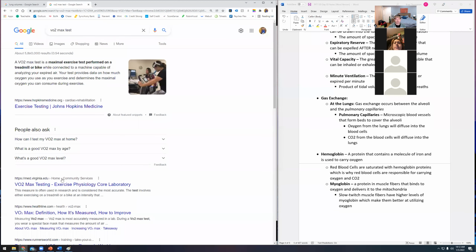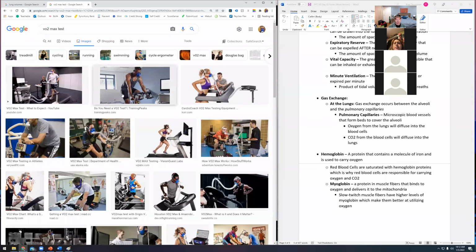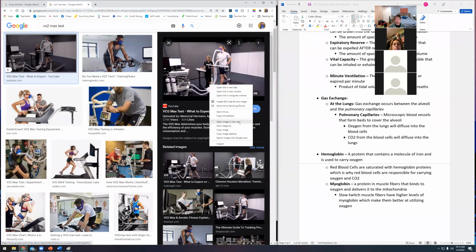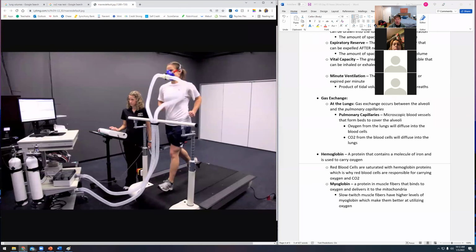But if you really want to get a really good VO2 max test, go and wear one of these breathing tubes, and a personal trainer or doctor or whatever, they'll make you run as fast as you can.